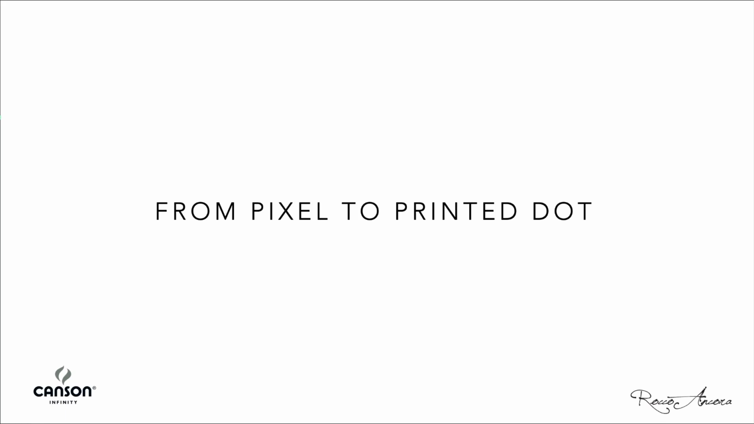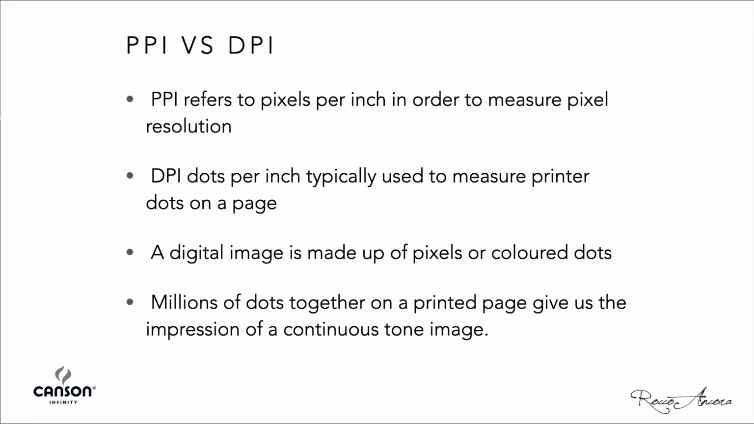Where the confusion comes into play here is understanding PPI versus DPI. So PPI refers to pixels per inch in order to measure pixel resolution, which is exactly what we've done here, and that is what that number is. So that number is referring to PPI, pixels per inch. DPI, however, dots per inch, is used to measure printed dots on a page. So a digital image is made up of pixels or colored dots, but millions of dots together printed by the printer is what gives us the impression of that continuous tone.